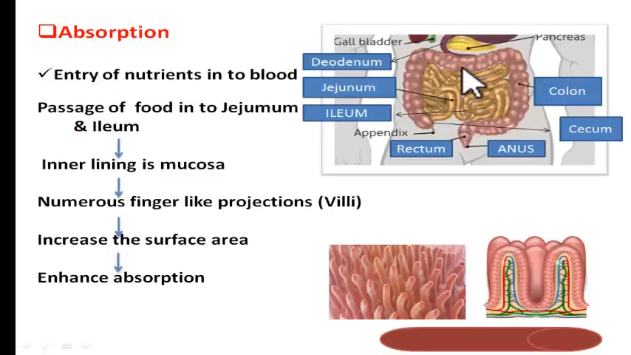So students, after absorption of nutrients into blood, the undigested food from ileum and jejunum enters into the cecum, this region. Then it goes through the colon, then to the rectum, then finally comes out through the anus. While moving through this region, the extra water present is absorbed into the body so that water loss is prevented. Finally, the undigested food that reaches the rectum is in the form of a solid mass. That solid mass is expelled out through the anus. This process is called egestion.